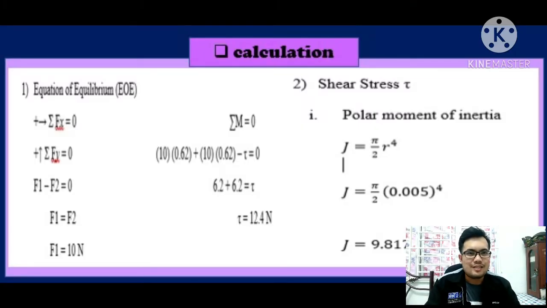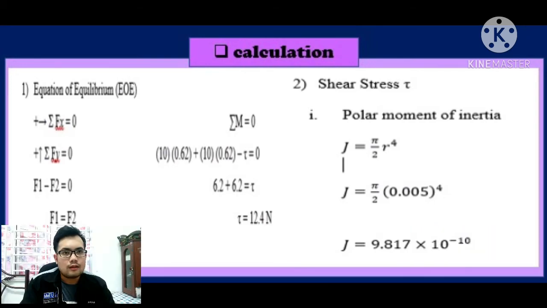Hi, I am Nazrin. So I'm going to start by explaining the calculation part. First things first, we need to calculate the force acting in the x direction and y direction. As the force acts in the y direction only, the force at x is 0, while the force acting on y is 10 Newton. And the moment that we get is 12.4 Newton.